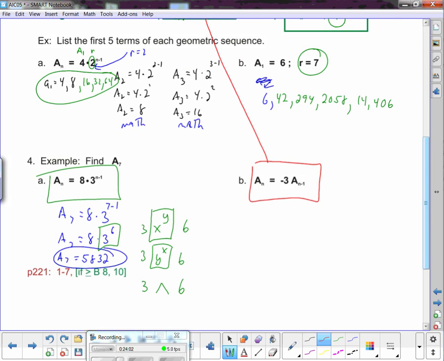So if I want the 7th term, I'd have to either write out all 7 terms, or I'd have to get to the explicit formula. All right. So with the recursive formula, this is R. Do you agree? All right. So R is -3. That we know. Let's figure out the first term.